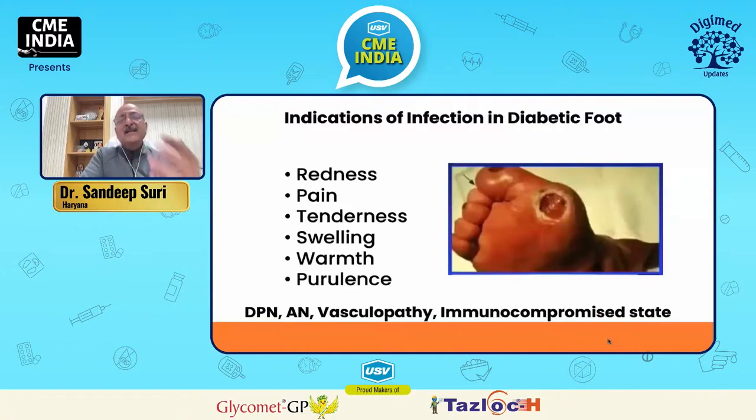Now, what are the indications of infection? How can you talk with the wound? I always say talk with the wound, look at the wound, and then you will be able to know whether it is infected or not. Redness, pain, tenderness, swelling, warmth, and purulence. These are characteristic markers of inflammation. If there is inflammation, definitely there is a chance that it indicates infection.